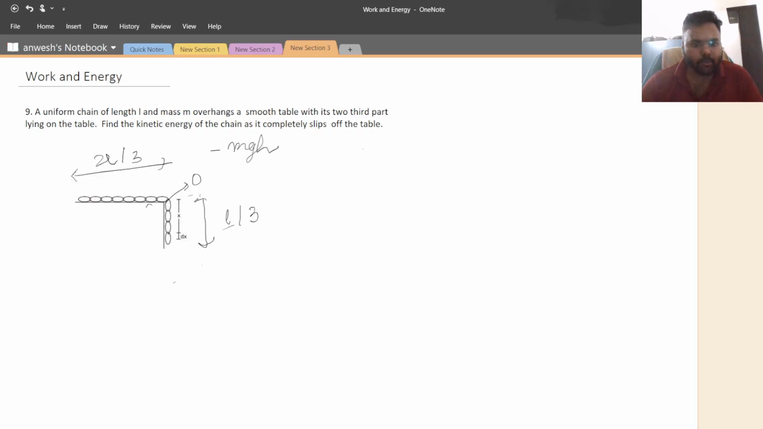We will first calculate the potential energy of the small part which is at a distance of x. So the mass will be m by L times dx. This is the mass of the small part dx, and multiplying it by g, we get the weight, and multiplying by x, we get the potential energy. And since it is in negative, we'll put a minus sign, and we will integrate this from 0 to L by 3.